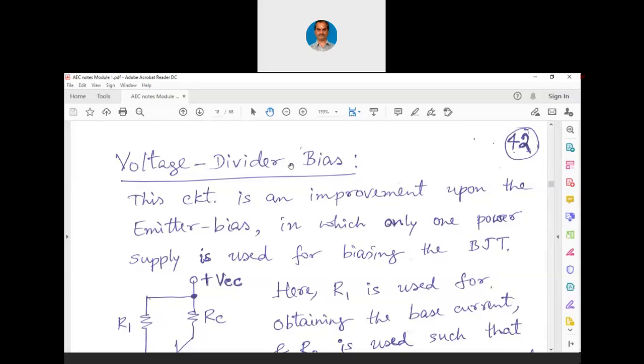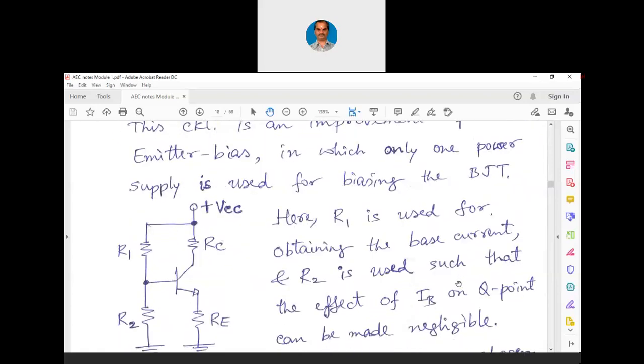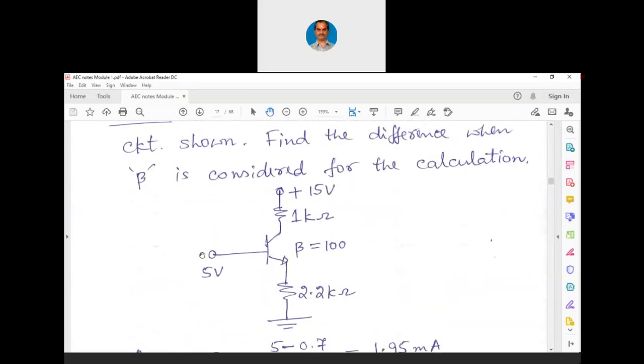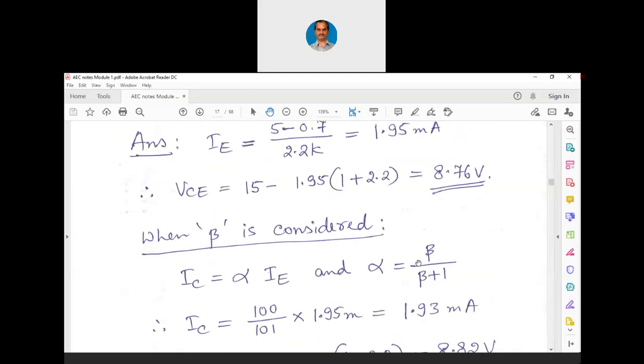So today I have discussed emitter bias. Let me go on to the voltage divider bias. This circuit is an improvement upon the emitter bias in which only one power supply is used for biasing the BJT. Actually, even in emitter bias, we can connect a single power supply itself. Here we can connect one RB directly to VCC. Naturally, we can apply KVL at the input side and obtain the value at the base. So there are no two power supplies even in emitter bias.